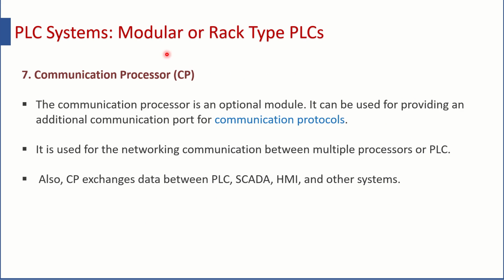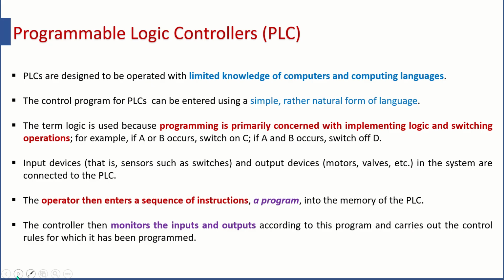Then there is the communication processor. The communication processor again is an optional module. It actually provides you additional communication protocols. This is especially required for specific networking applications. The communication processor exchanges data between PLC, SCADA, HMI and other systems that are available in a certain network. So the communication processor takes care of additional communication protocols that have to be added to the PLC, which is required for certain operations.